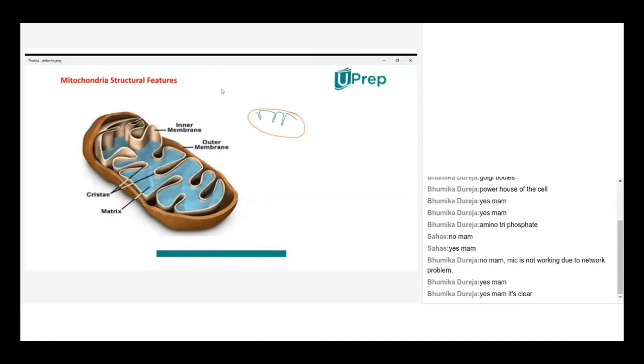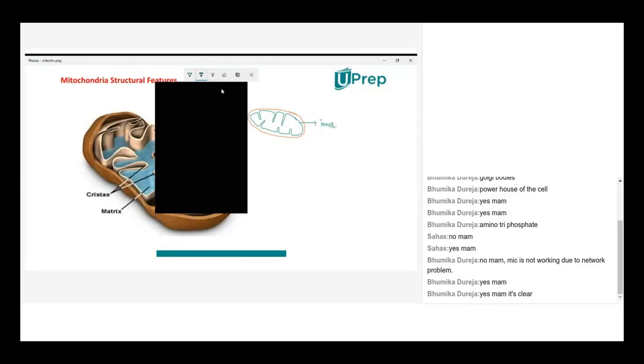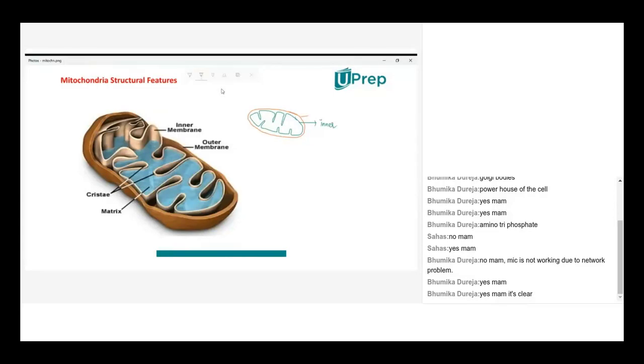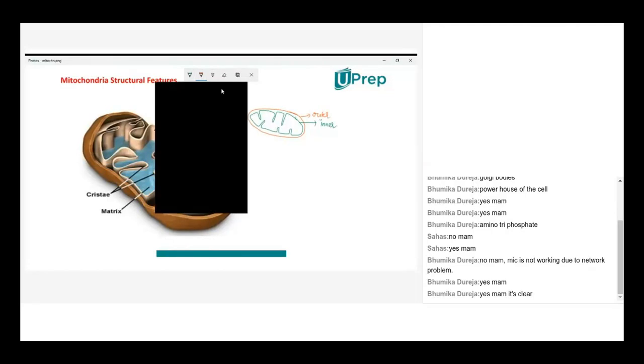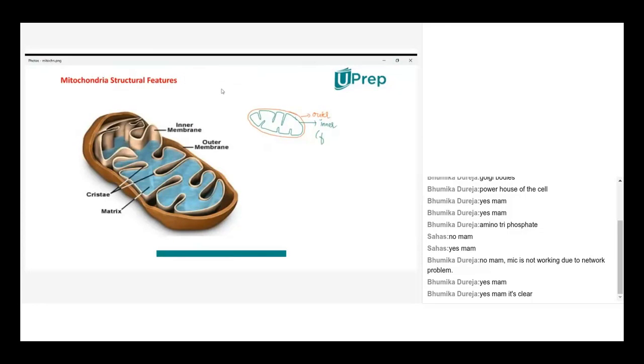Okay, so this is the easy way of drawing mitochondrial structure. So somehow it looks like this. The green one is the inner membrane of the mitochondria, and the orange one is the outer membrane of the mitochondria. Now when you observe the inner membrane of mitochondria, it is having a folded structure, isn't it? Those foldings of the inner membrane of mitochondria are called cristae.